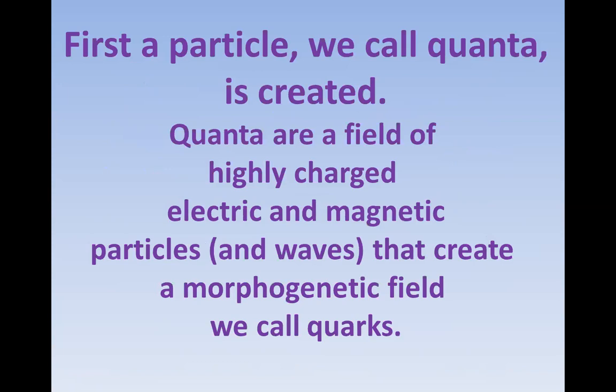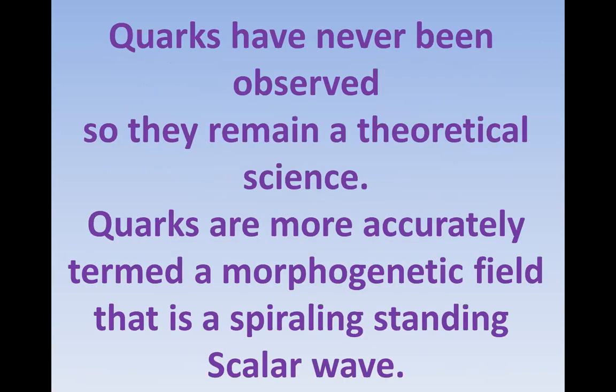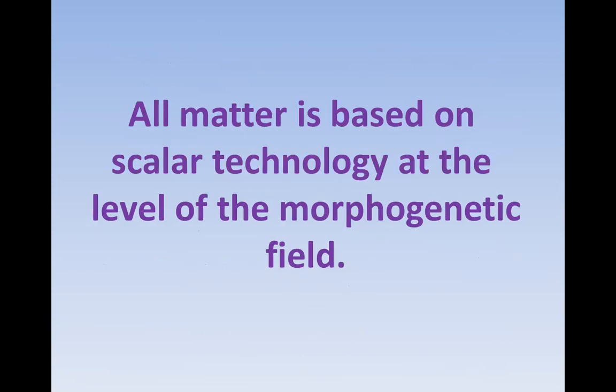First, a particle we call quanta is created. Quanta are a field of highly charged electric and magnetic particles and waves that create a morphogenetic field we call quarks. Quarks have never been observed really by science, so they remain a theoretical science. Quarks are more accurately termed as a morphogenetic field that is a spiraling standing scalar wave. And all matter is based on scalar technology at the level of the morphogenetic field.